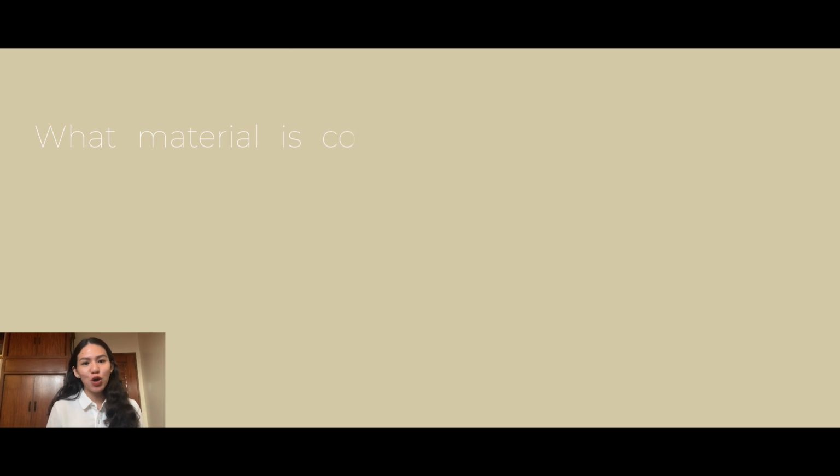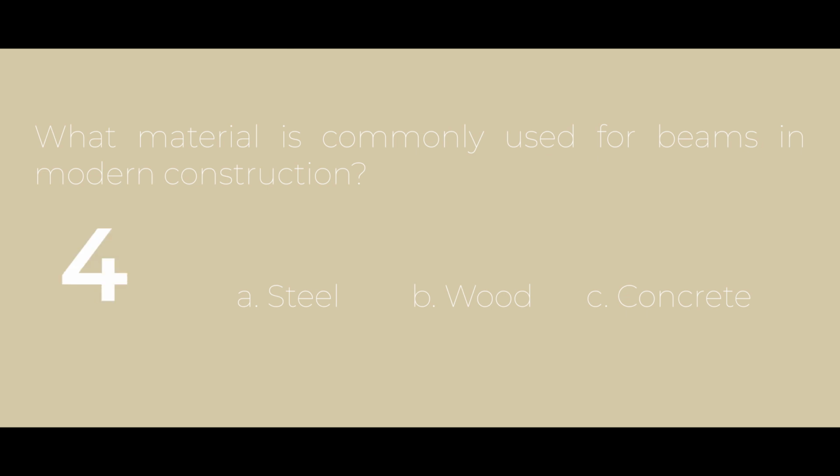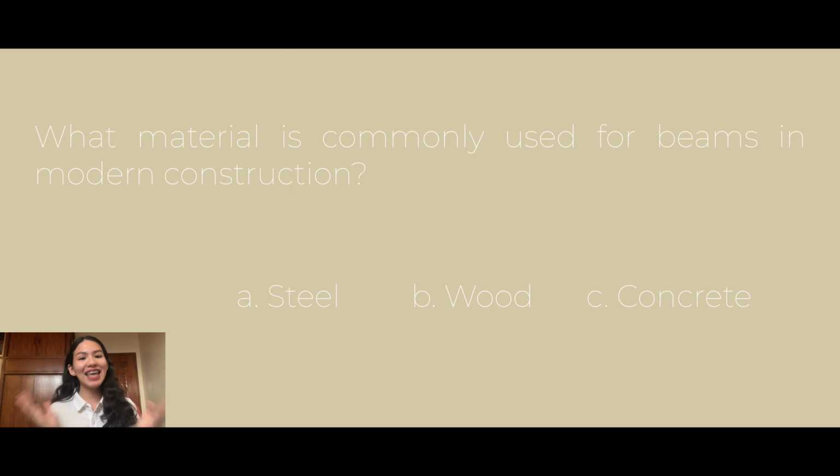Time for a trivia question. What material is most commonly used for beams in modern construction? A. Steel, B. Wood, or C. Concrete? Take a moment to think. And the answer is A. Steel. Its high strength to weight ratio makes it a popular choice for structural applications.